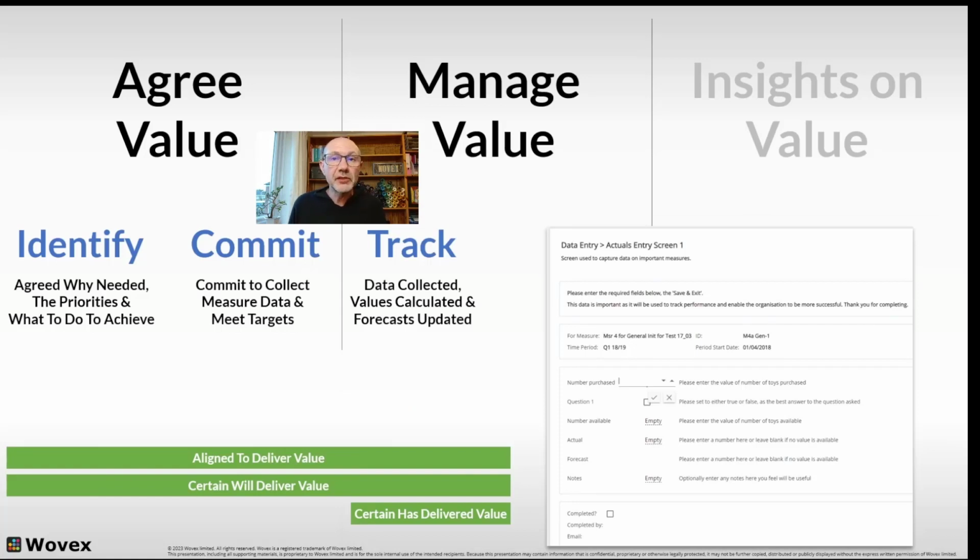Now, the next thing we need to do is collect data to do some tracking. So we've identified what's important, we've committed to collecting some data, now we need to collect that data. We need to calculate values, we need to update forecasts as we go, as our understanding evolves. And by collecting that data, we get more certain that value has been delivered. Here is an example of a data entry form that people can type the value into, can be reminded of and enter. Here, for example, number purchased.